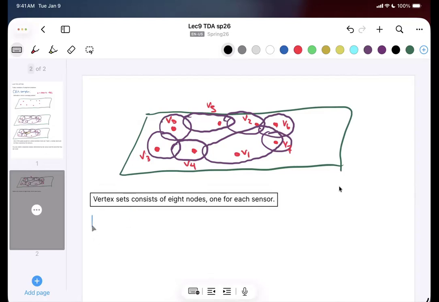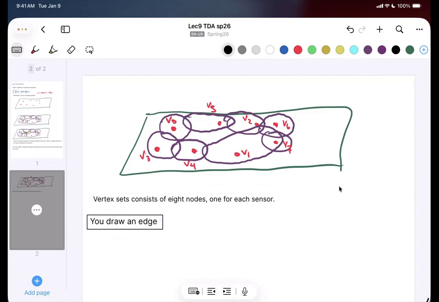So you can imagine that a sensor can detect another sensor if it lies in its coverage area. So if the sensors detect each other, then you draw an edge for them. So you draw an edge if the coverage area of the corresponding sensors overlap.